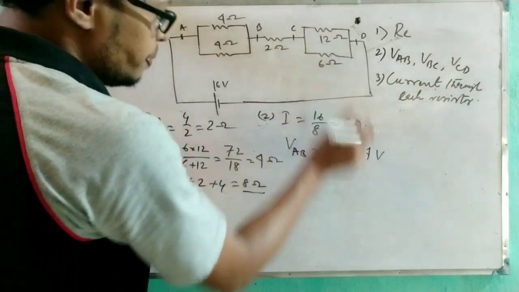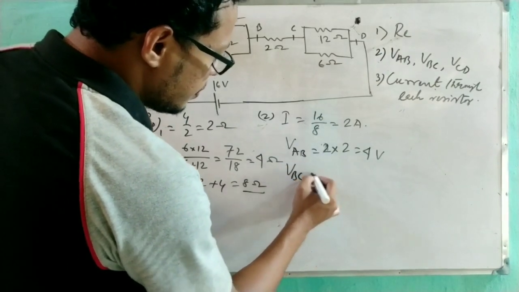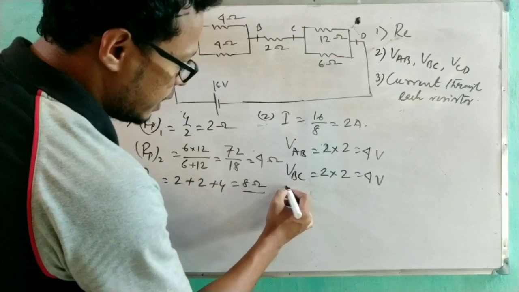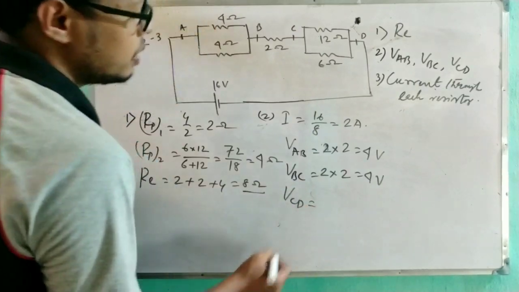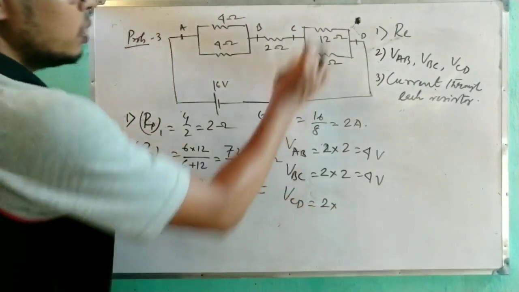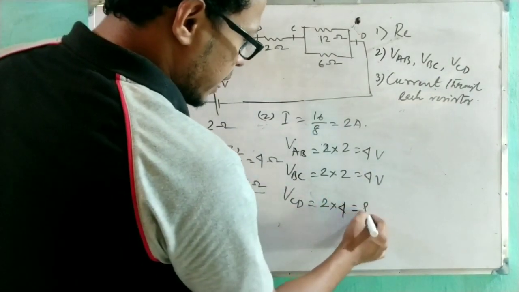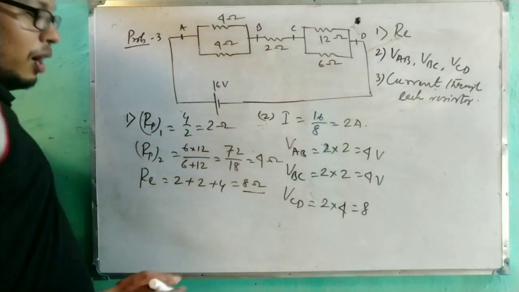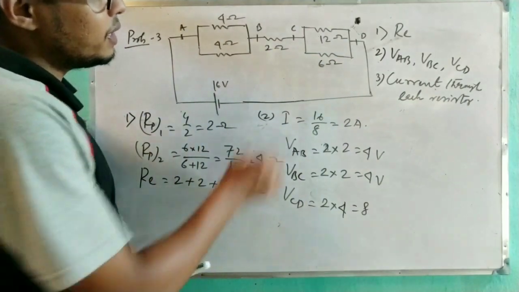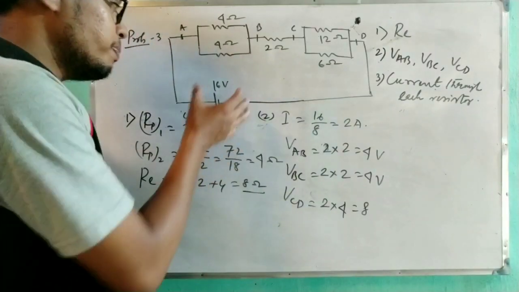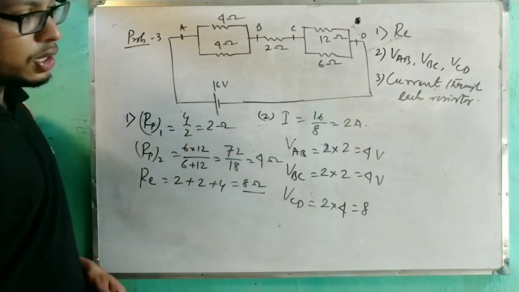Now through BC will be how much? Current is 2. This is also 2. This 4 volt. And here the CD will be how much? 2 into 12, 6, equivalent is 4. So this will be 4 means 8. Now see total potential difference came over 16. 4 plus 4 plus 8. Okay. So it matched already. These are the answers to the second question.